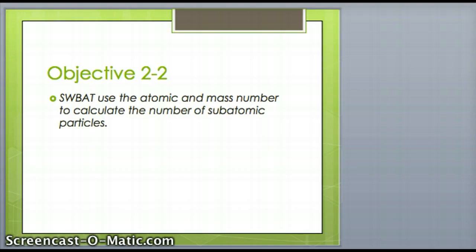So here's your objective. You will be able to use the atomic number and mass number to calculate the number of subatomic particles per atom. Write that down.